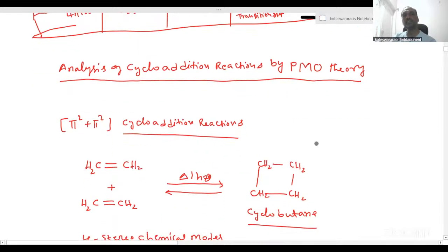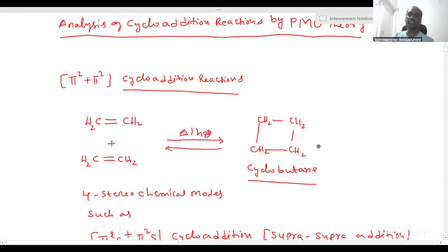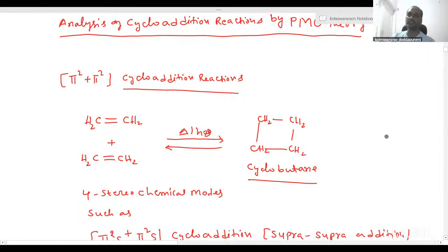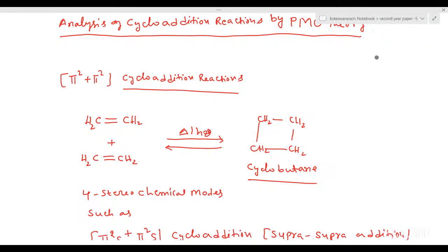Now, analysis of cycloaddition reactions by the PMO method. Perturbational molecular orbital theory, or the perturbational molecular orbital method, is applied to the cycloaddition reaction. Then, what is cycloaddition? We have already discussed it during the classification of pericyclic reactions.